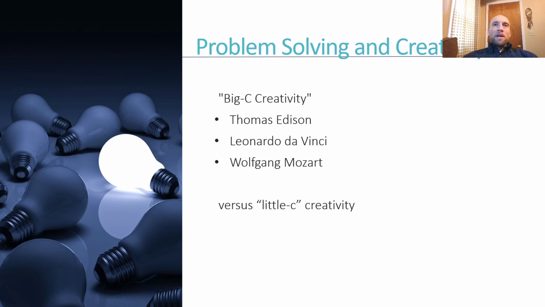But where many of the researchers get interested in this area is trying to identify people who we qualitatively view as creative. So the big C creativity people like Thomas Edison or Da Vinci. I shouldn't have used Edison. The book likes to use Edison. More like Nikola Tesla. Marie Curie is another one.